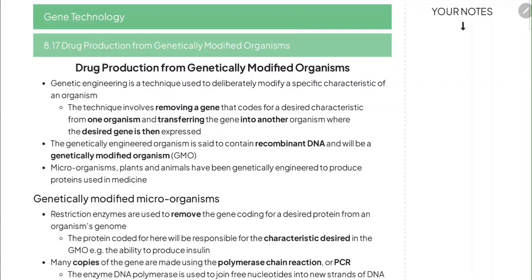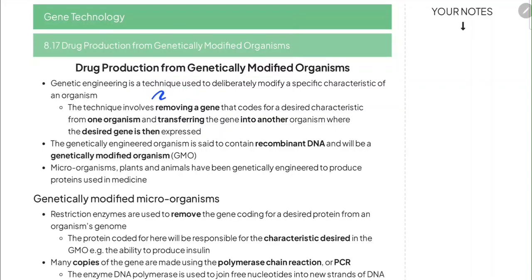First of all, we've got drug production from genetically modified organisms. Drug production from genetically modified organisms helps us, of course, to produce drugs or to help the body to survive at a better performance.